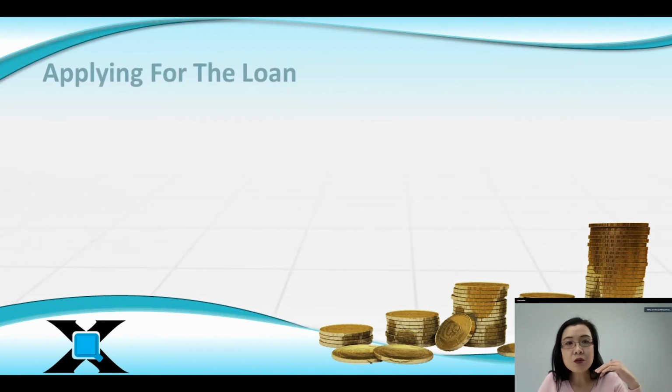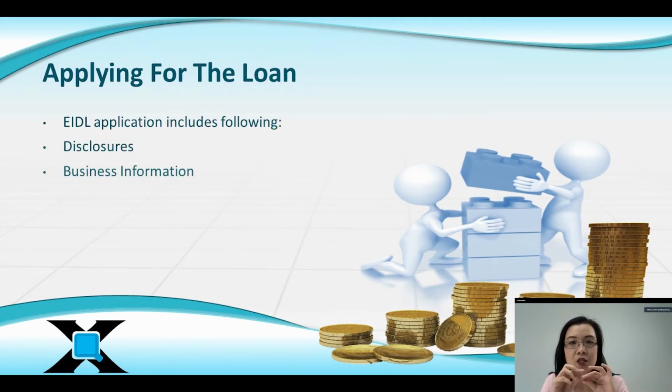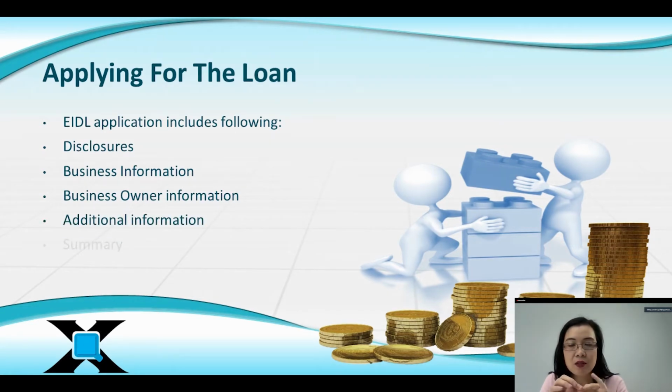And once you click into it, you are going to land on a page where it says COVID-19 EIDL application. You would see 5 circles. The 5 circles are disclosures, business information, business owners information, additional information, and summary. That's when you know you are on the right page.